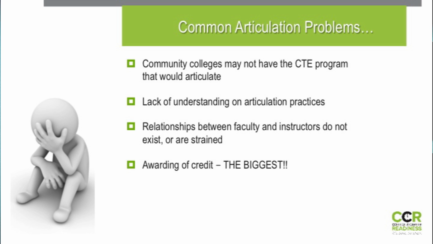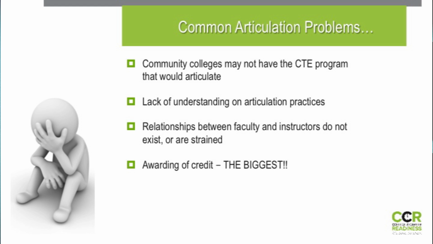Sometimes the relationships between the faculty at the college and the high school instructors are difficult to navigate. And again, because this is so focused on course content, there has to be conversation between these two folks. If they don't have a relationship, or if those relationships are strained, it could be problematic to make these agreements work. And so it's very important that instructors at the high school who want to engage in either articulation or concurrent and dual enrollment understand they have to have a relationship with the college instructor in order to make it the best it can be.